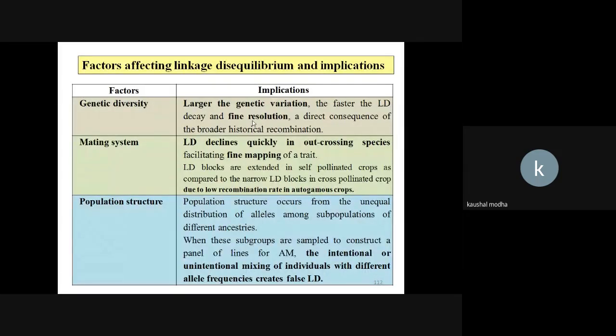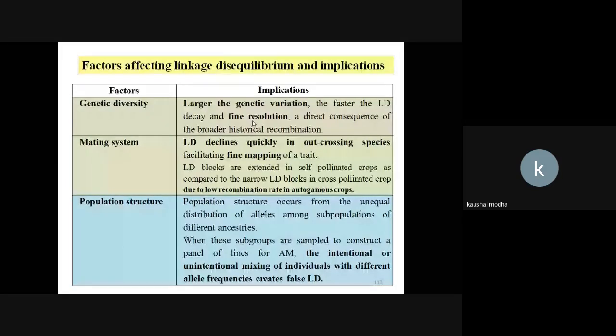So in cross-pollinated crops, finer resolution will be possible as compared to self-pollinated because of the lower recombination rate of self-pollinated. So if we want to increase the recombination rate, then we have to carry out intermating in all possible combinations in self-pollinated crops so that we can take advantage of fine resolution.